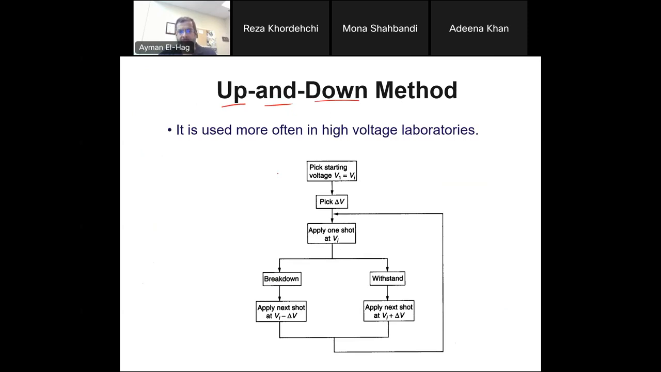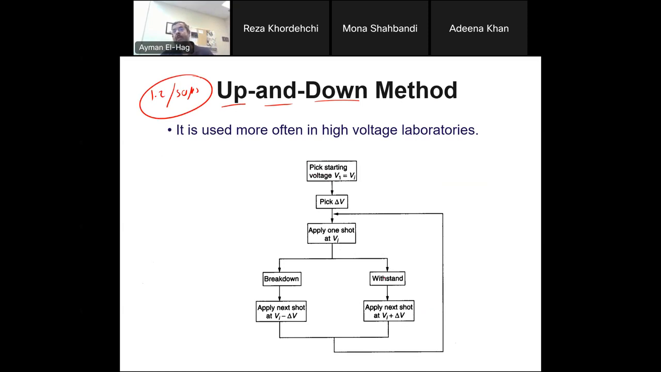Okay, so how it works here. We pick an initial voltage level. Remember, this is for the 1.2 by 50 microsecond, so this is for the lightning test. Okay, so we pick a certain voltage, and then we apply the voltage, one shot, just one shot, not 100 times, just one shot.